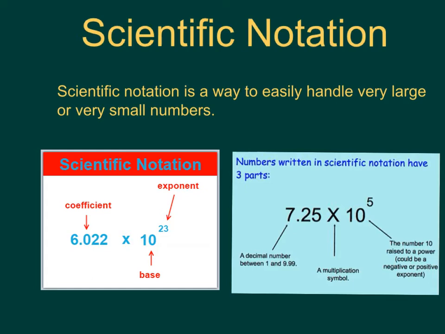It has three parts. So you have a coefficient, which is just a decimal, so it could be like 6.022 or 7.25. Then you're always going to have a multiplication sign in the middle. And then your base is always 10. This base here, it never changes. It's always 10. And then your exponent. Your exponent tells you to what power it's being raised. And we'll talk more about that. But the way that it's written is always in this way. A coefficient, a multiplication sign, a base with an exponent.